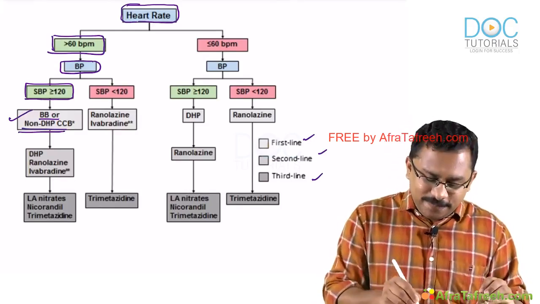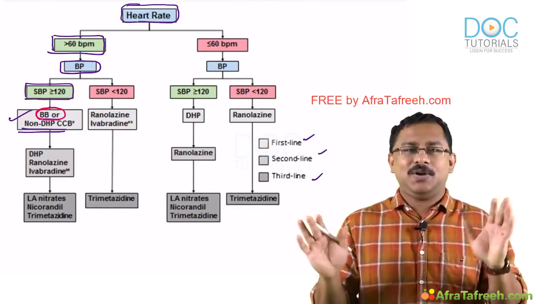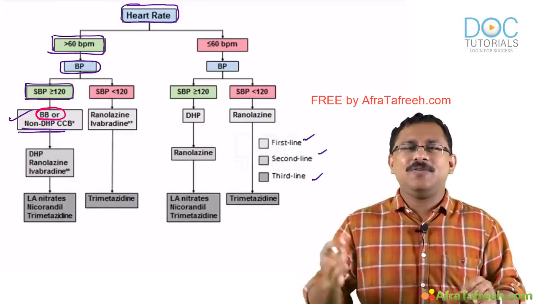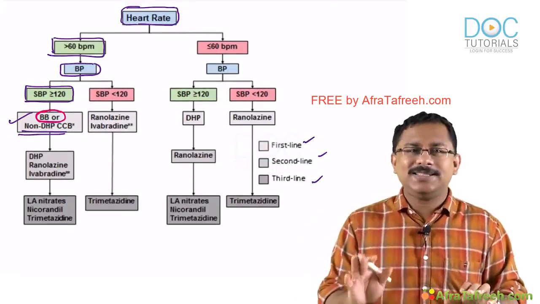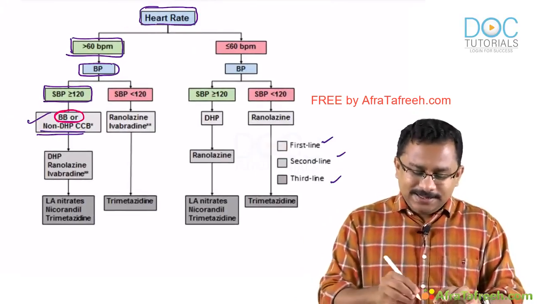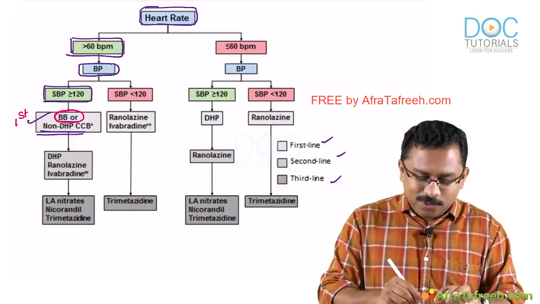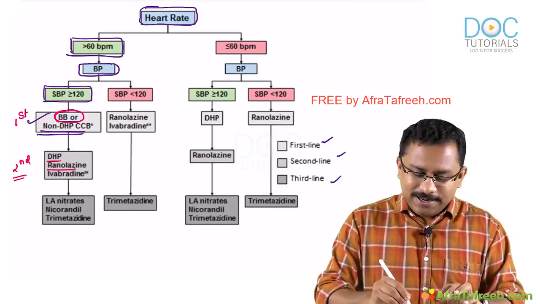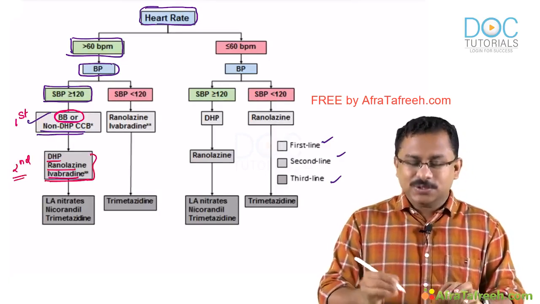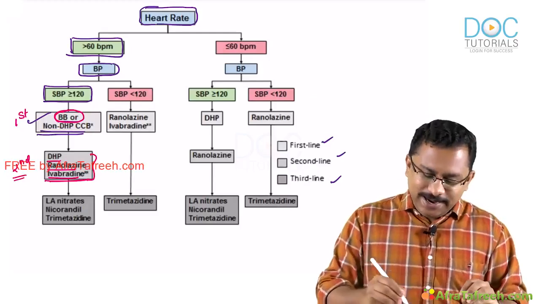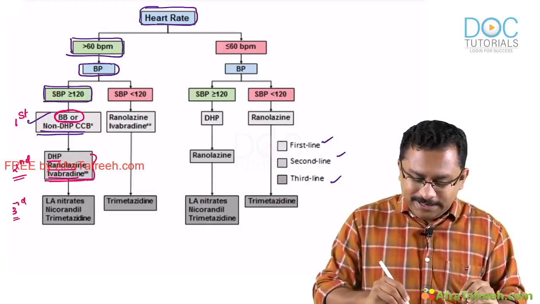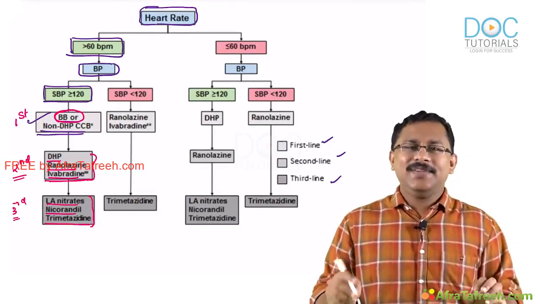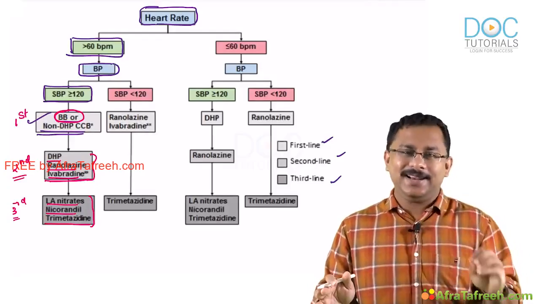But again, remember the first choice agent is a beta blocker. It is only when a beta blocker is contraindicated that you usually go for a calcium channel blocker. The preferred one is a beta blocker, and this is the first line agent. If it does not work, you can go for the second line agents like dihydropyridine calcium channel blocker, ranolazine or ivabradine. And as third line agents, you can go for long acting nitrates, nicorandil as well as trimetazidine. We have learned that. So these are the first line, second line, third line agents.